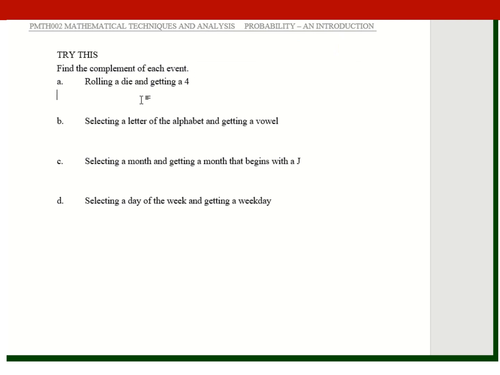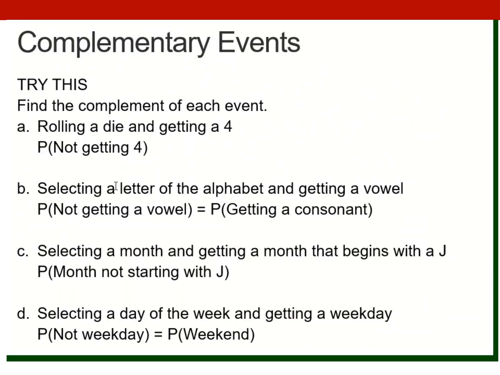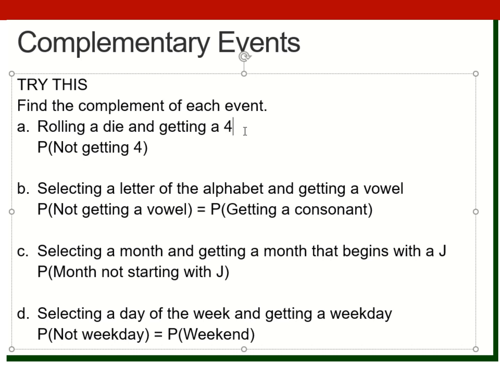Rolling a die and getting a 4. So when you roll a die, what's the probability of getting a 4? Okay, so you want the probability of not getting a 4. Rolling a die and getting a 4, the probability is basically 1/6. So what's the probability of not getting a 4? 5/6.